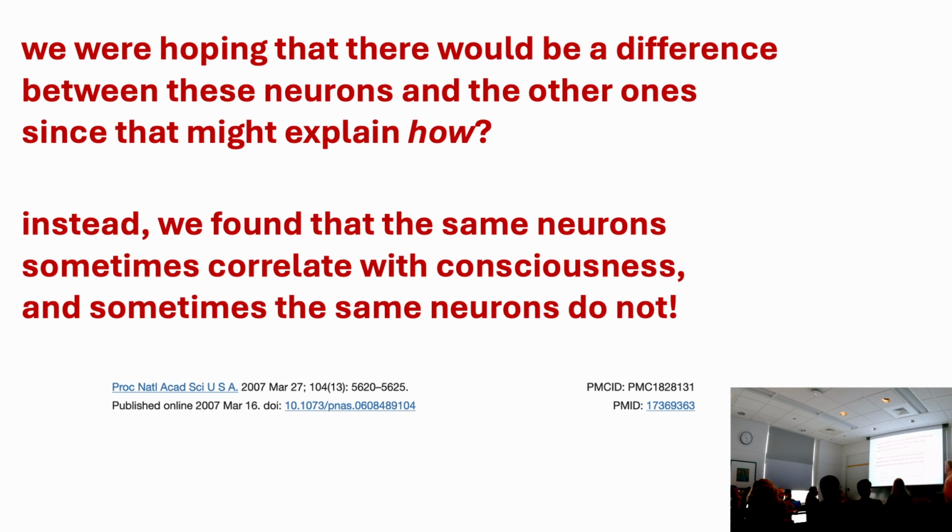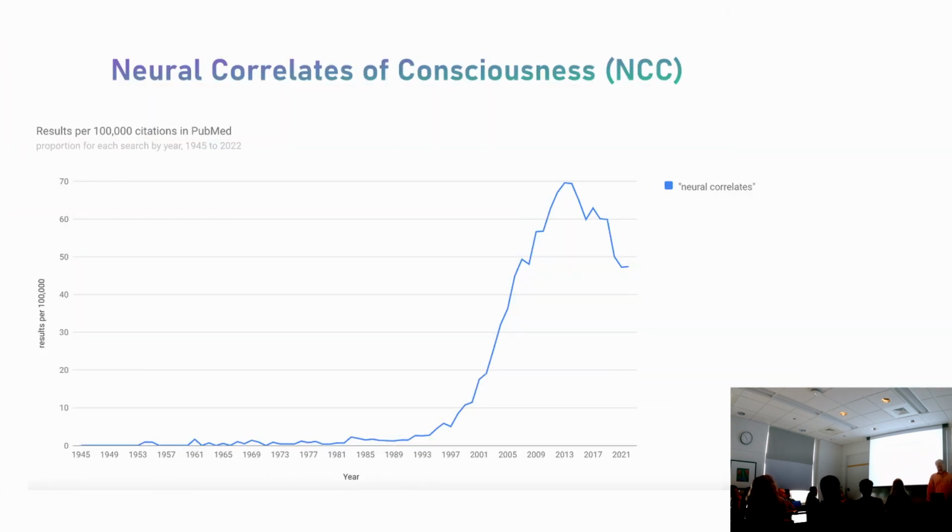And as a consequence, I will show you next, if you plot the number of publications on PubMed that use neural correlates of consciousness, this paradigm, as I told you, it peaked in the 1990s and has been on steady decline ever since. We're stuck.